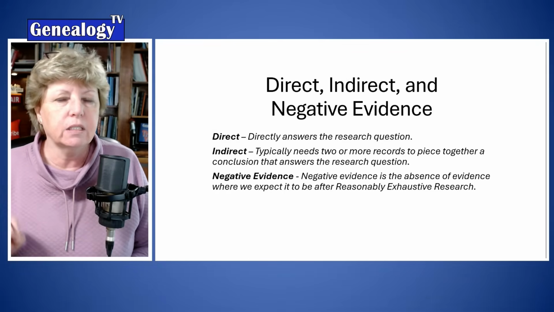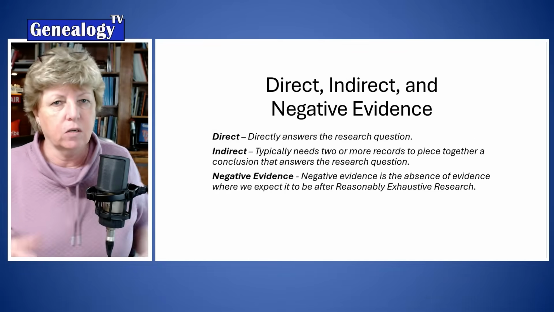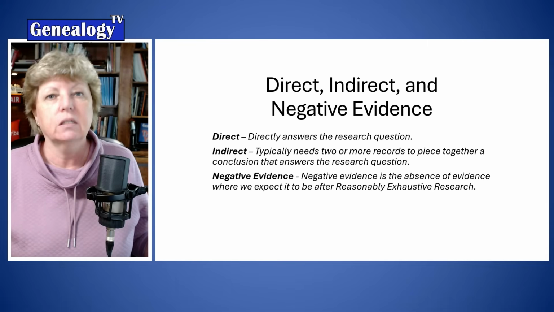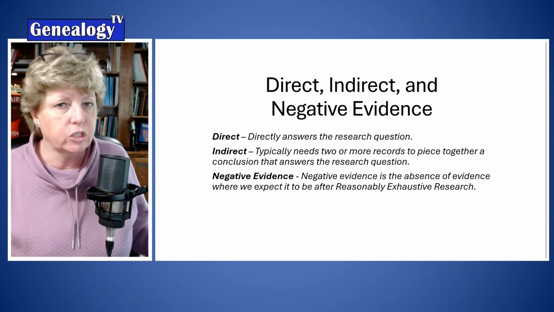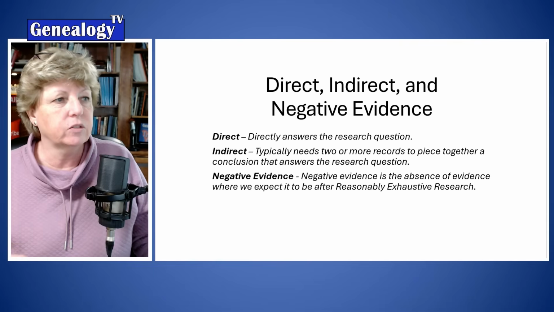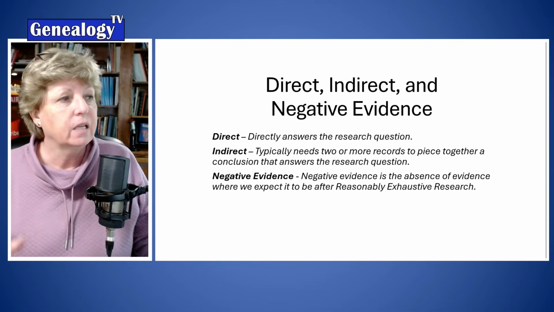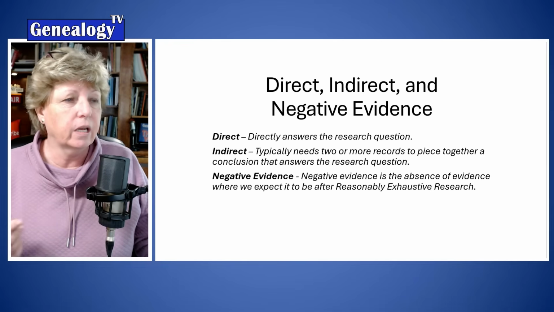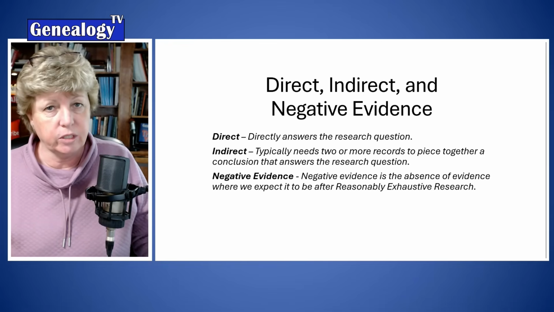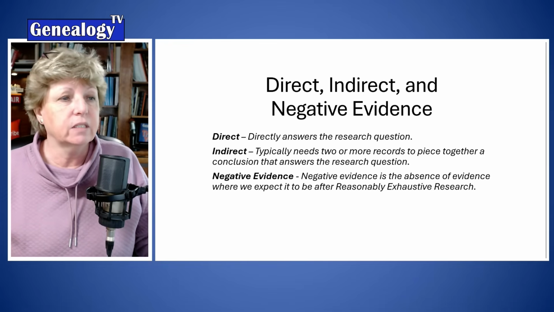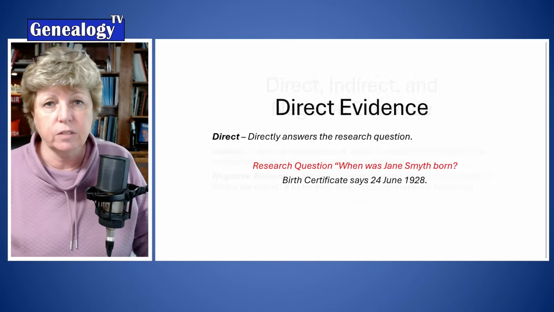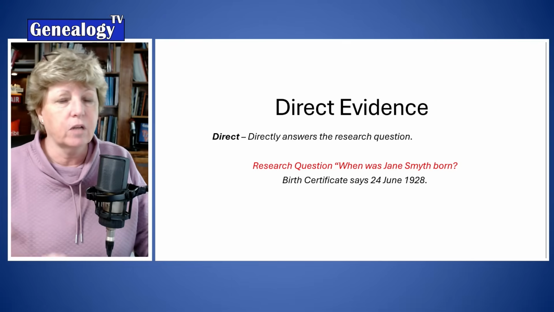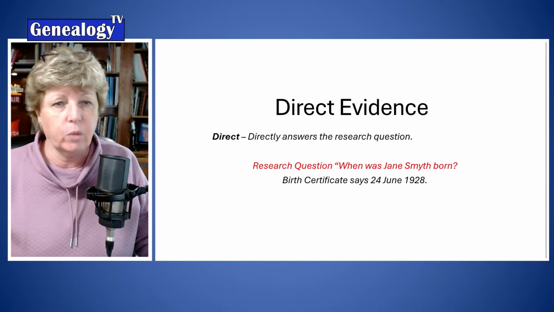Let's talk about direct, indirect, and negative evidence because they're all evidence. And these are the definitions: direct evidence answers the research question. Indirect typically needs 2 or more records to piece together a conclusion that answers the research question. And negative evidence is the absence of evidence where we expect to find it after reasonably exhaustive research, as we've discussed. So let's talk about direct evidence and an example for a moment.